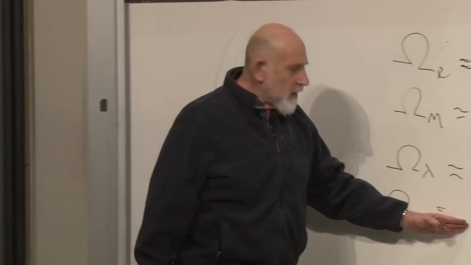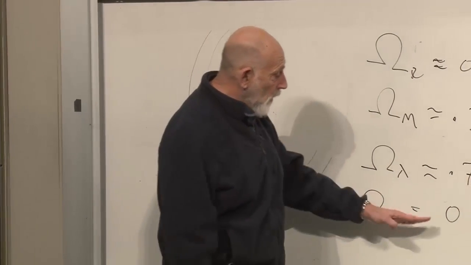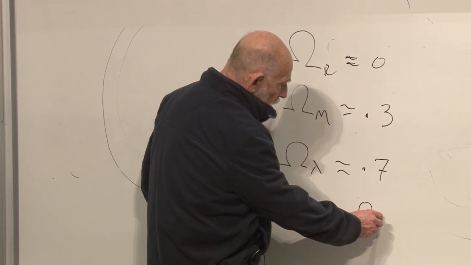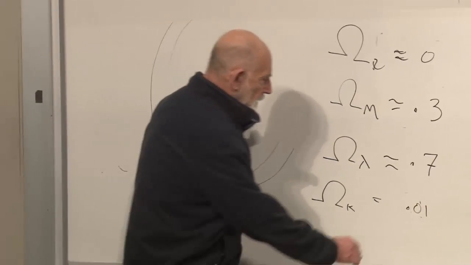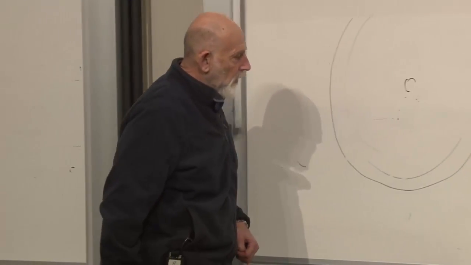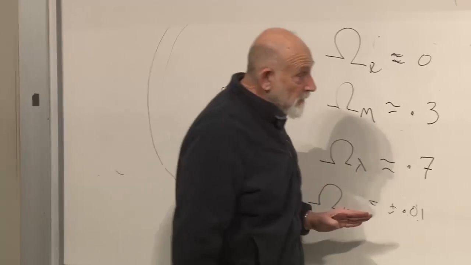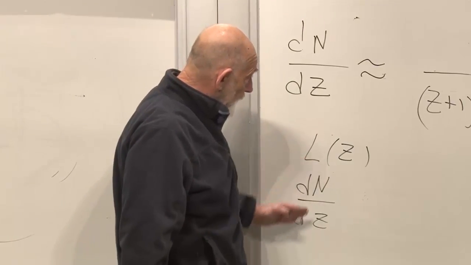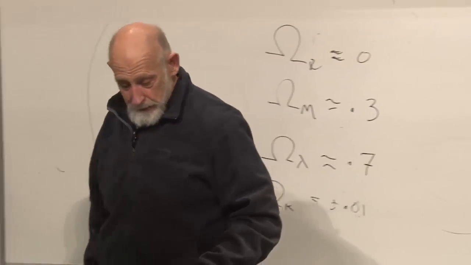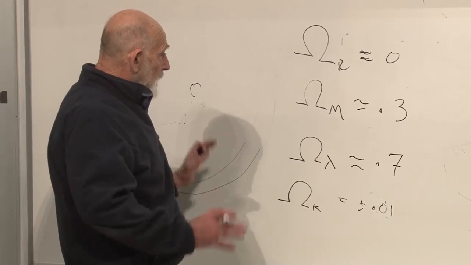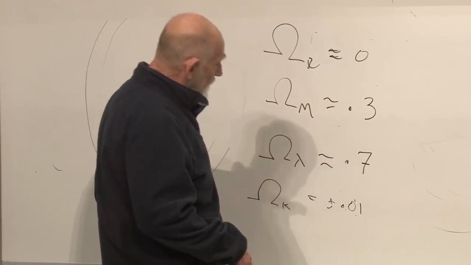And 0 means it could be 0.1 or minus 0.1. No, I take that back. Whoa, 0.01. Could be 0.01, plus or minus. It could be that small, or it could be that big. Omega lambda is about 0.7, omega matter about 0.3. That's the best fit to these various pieces of information, using models which depend on the equation of state. Just from counting galaxies, redshift and luminosity, that's the picture that emerges.